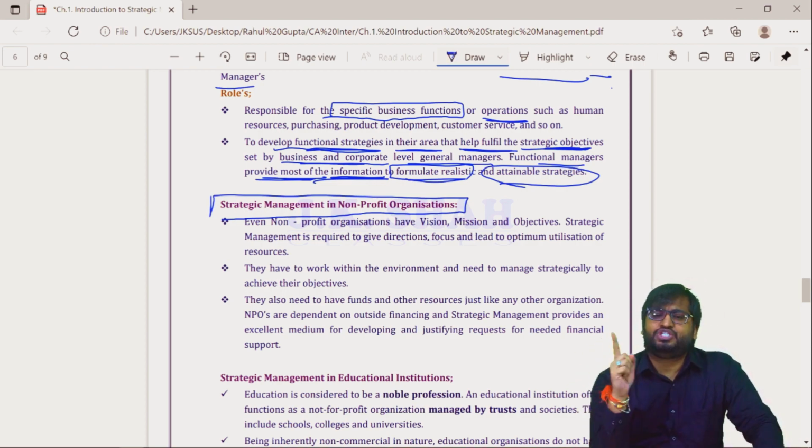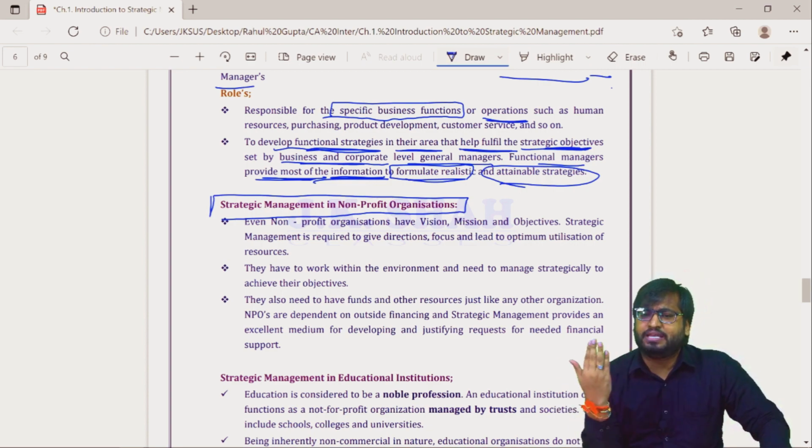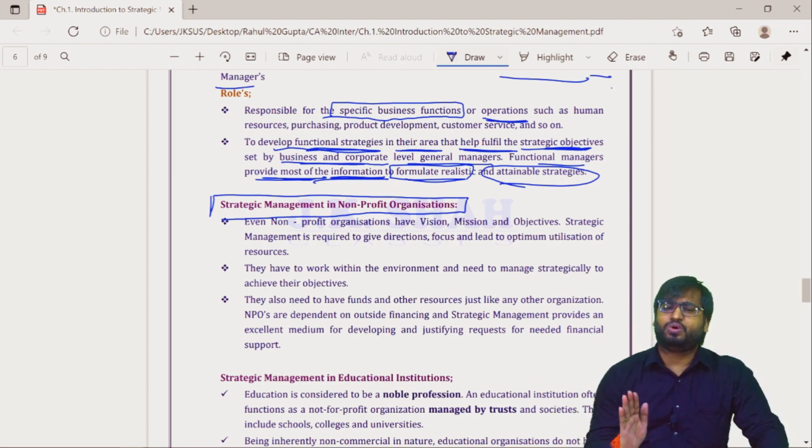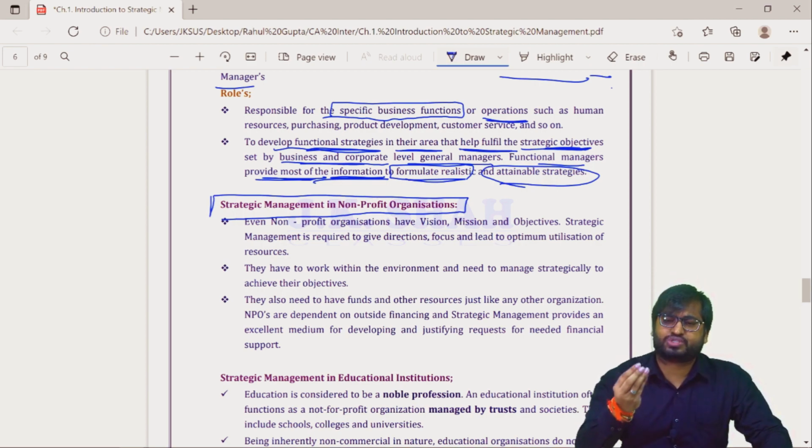Similarly, even NGOs and non-for-profit organizations have some dream. The dream may not be to earn money. The vision may be to earn respect. The vision may be to serve the society at large.